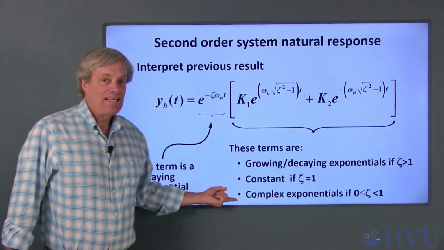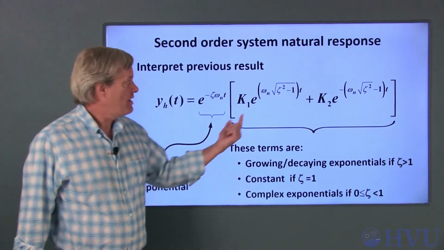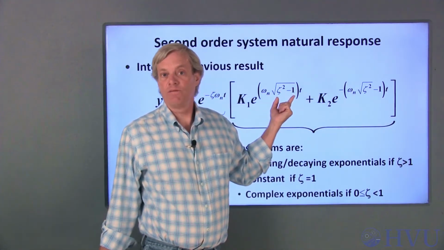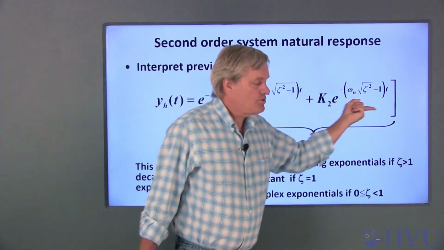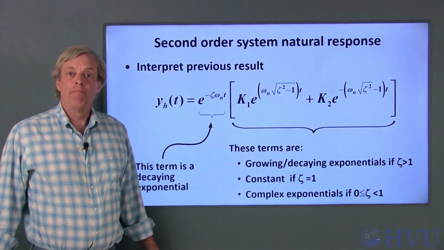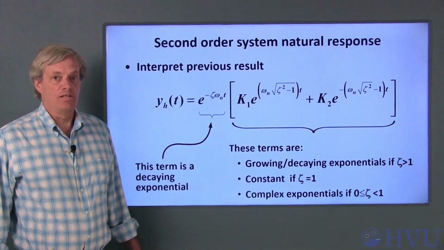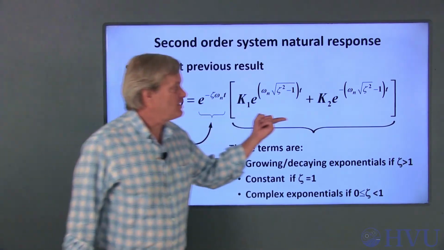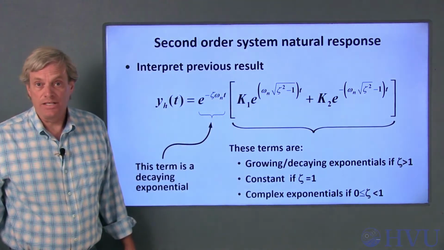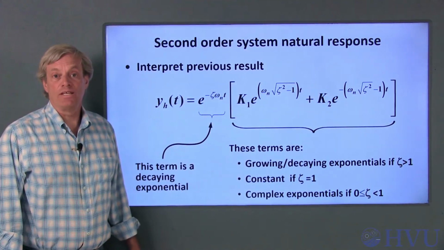If zeta is less than 1, zeta squared minus 1 is a negative number. The square root of a negative number is imaginary, making these two terms complex exponentials. We'll see later that the combination of these two complex exponentials forms a sinusoid, and this function will oscillate with time. This is the source of the oscillations we experience when we play on a swing set.